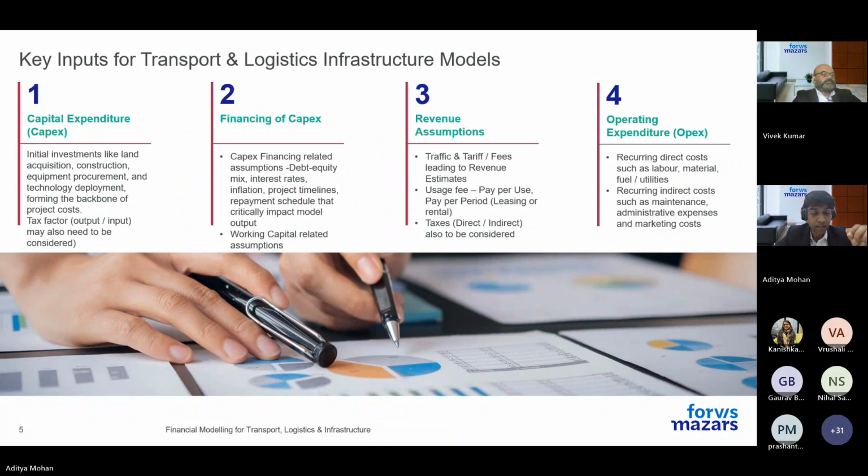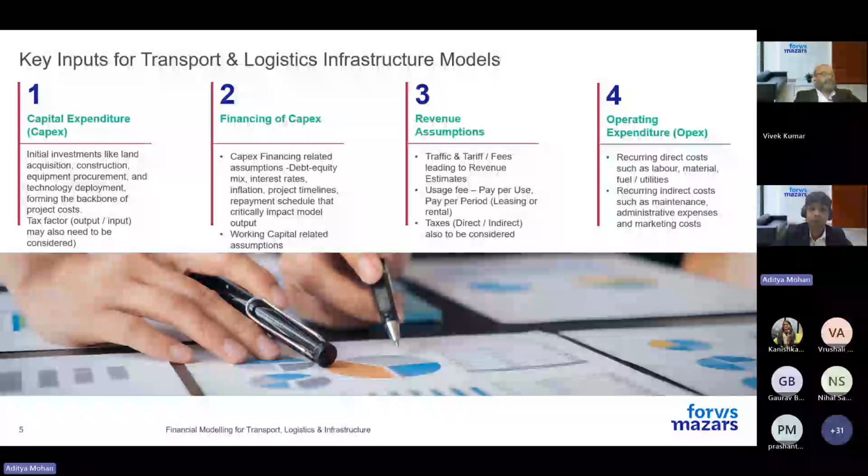So in a case of a logistics park, CapEx may cover the land development, development of warehousing structures, internal roads, cold storage units, solar power installations, and surveillance infrastructure like CCTV cameras. In a case of toll road project, CapEx includes the earthwork, highway paving, construction of overpasses and underpasses, bridges, service roads, and toll plazas. Now, it's a massive civil effort that defines the physical backbone of the project.